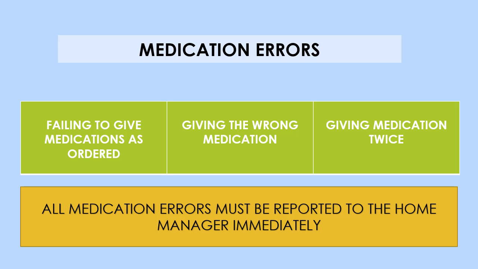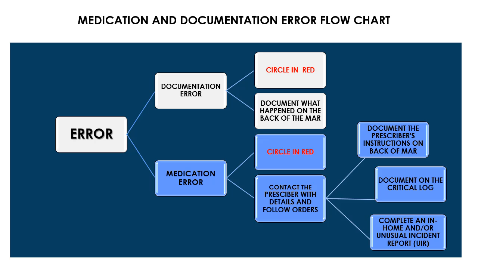All medication errors must be reported to the home manager immediately. If the medication error involves overdose, the person's physician must be notified, and if the physician recommends, an emergency room visit must occur immediately. Review the medication error flow chart, which is based on the type of medication error.